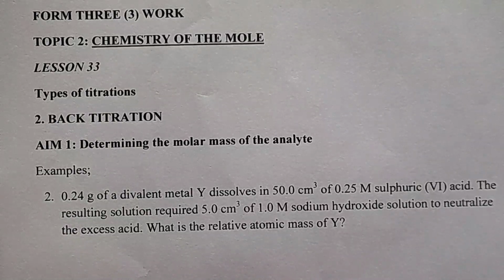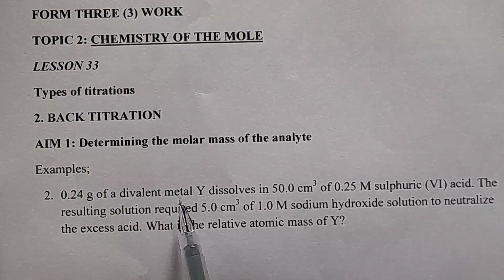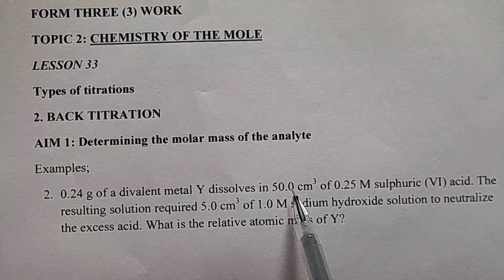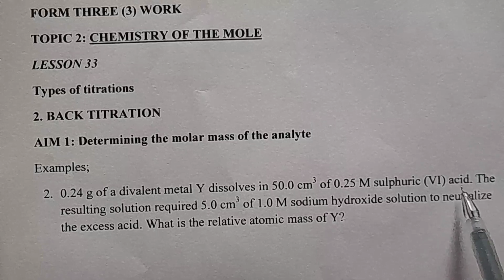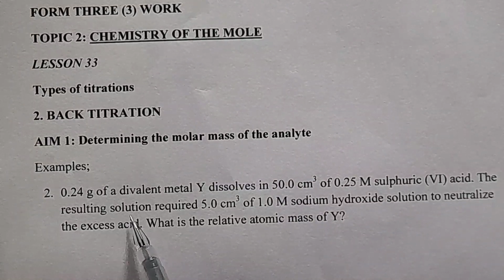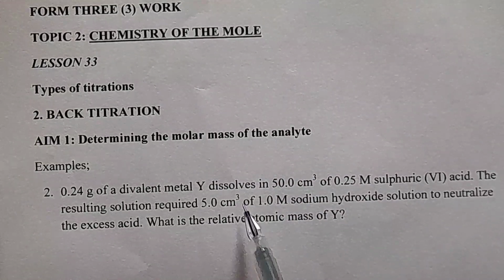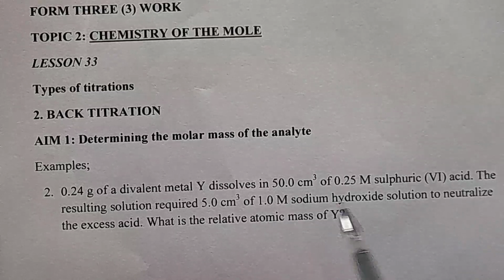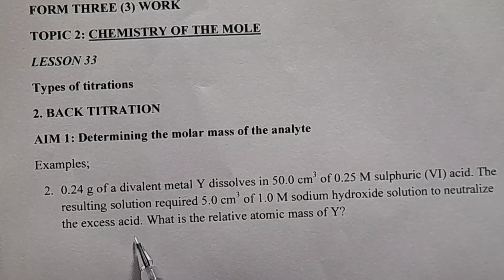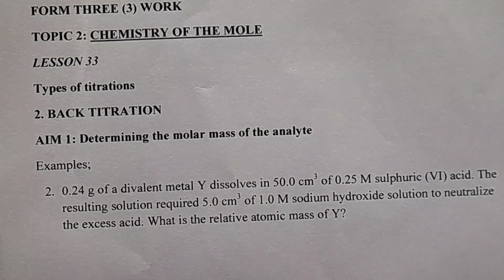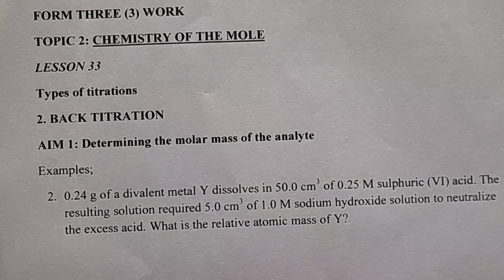We are told 0.24 gram of a divalent metal Y dissolves in 50.0 cm³ of 0.25 molar sulfuric acid. The resulting solution required 5.0 cm³ of 1.0 molar sodium hydroxide solution to neutralize the excess acid. Then we are told, what is the relative atomic mass of Y?